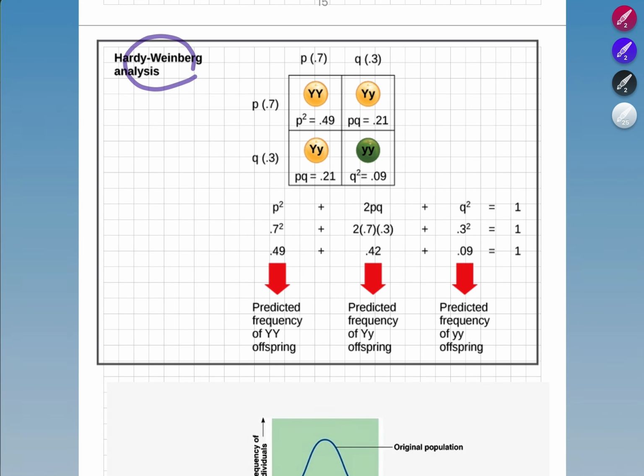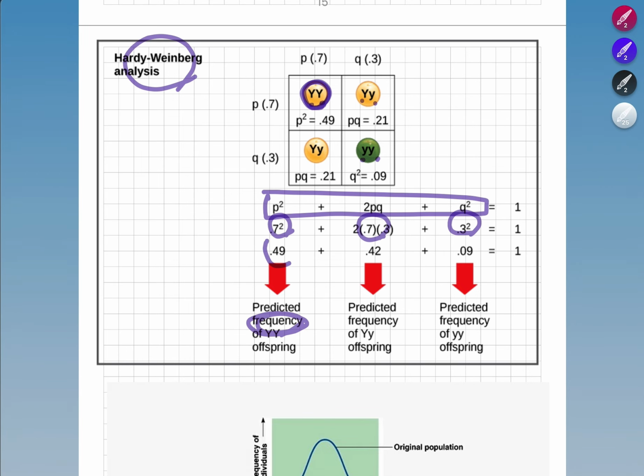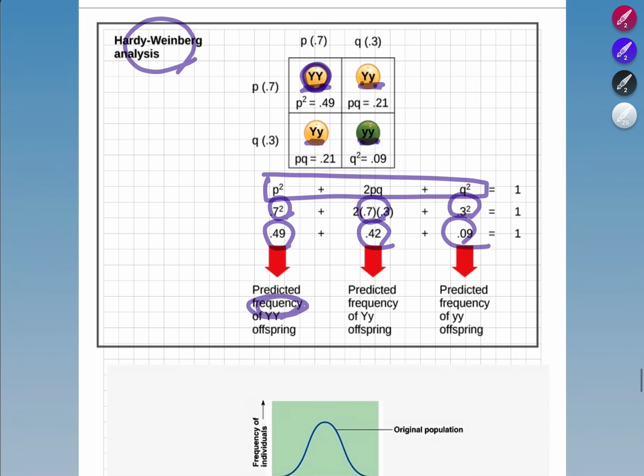And the next is the Hardy-Weinberg analysis. It's basically showing you the frequency of how many big Y's or big Y small y or small y's exist within a population, and it is expressed by a percentage. So you are basically using this formula to calculate the frequencies of the genotypes that you are given.